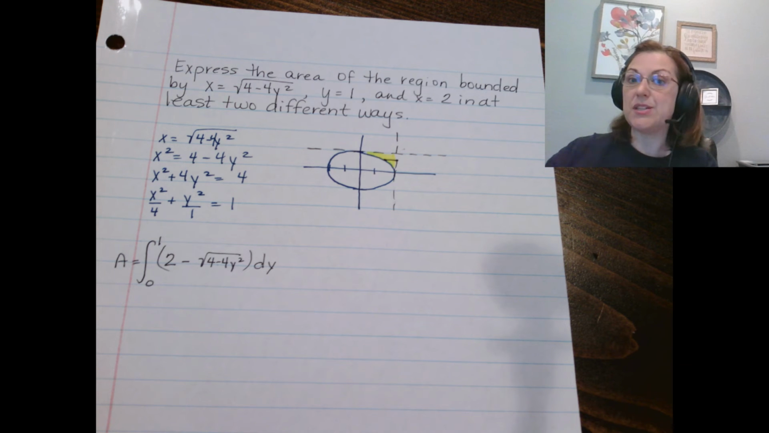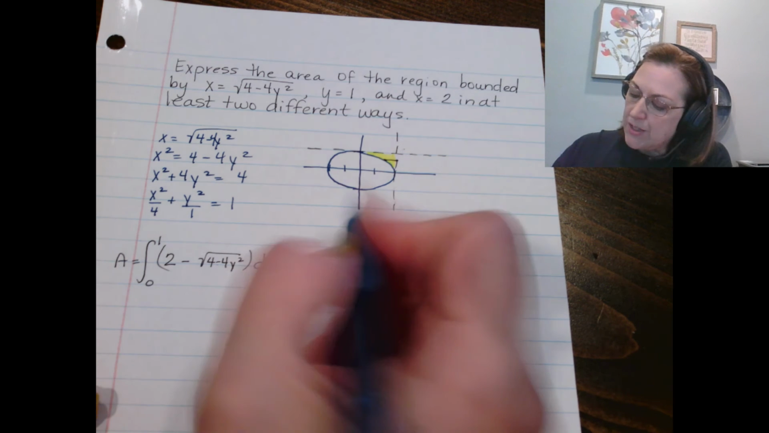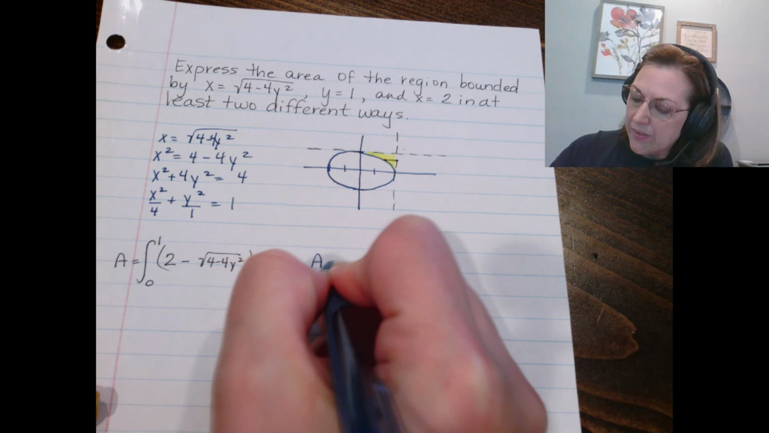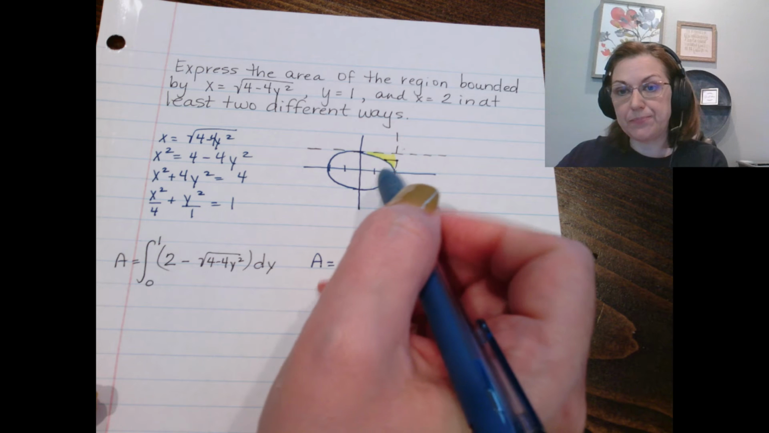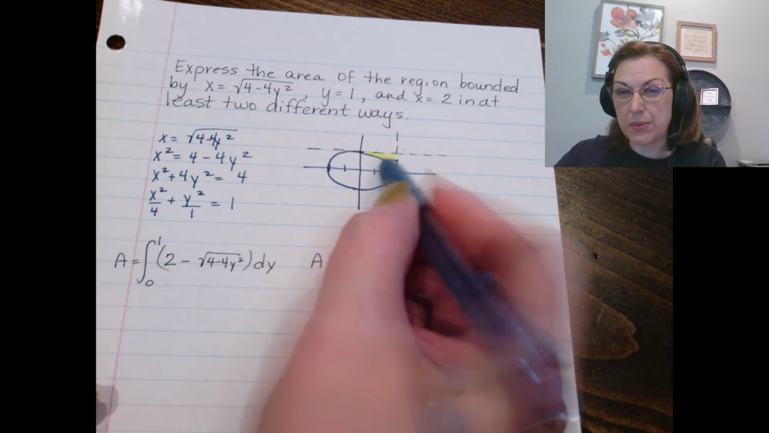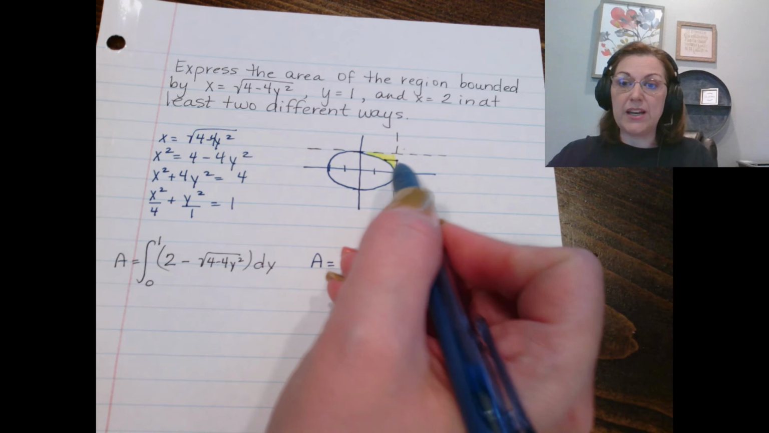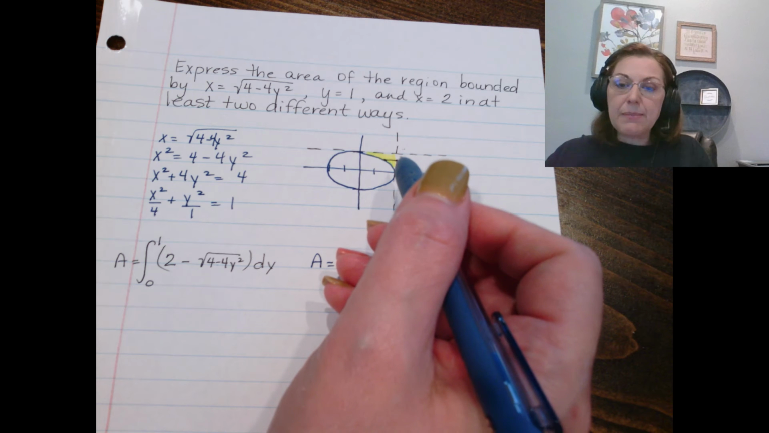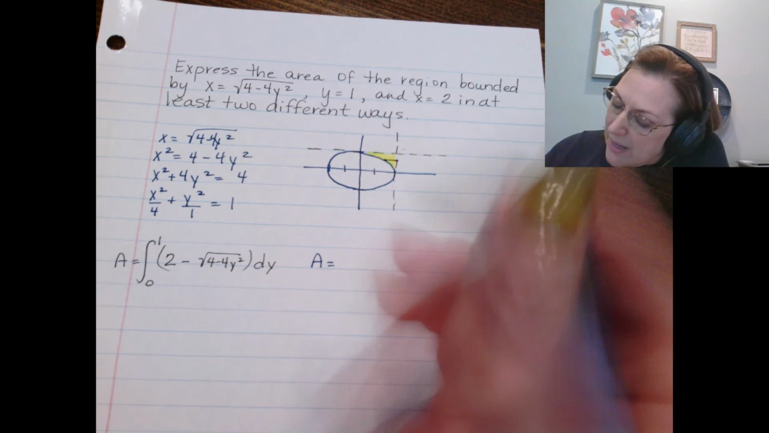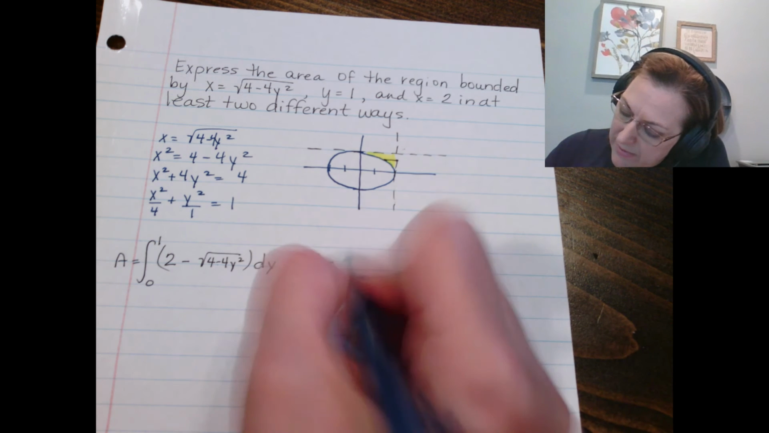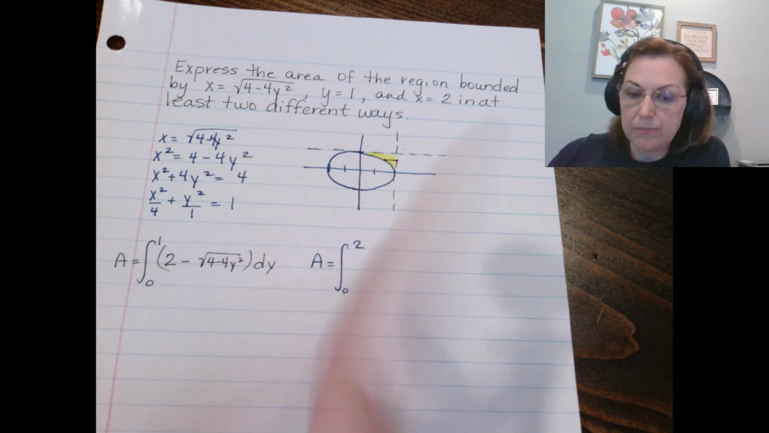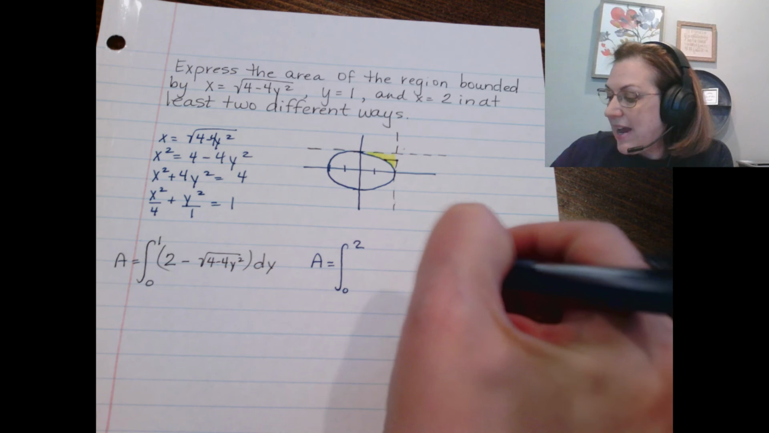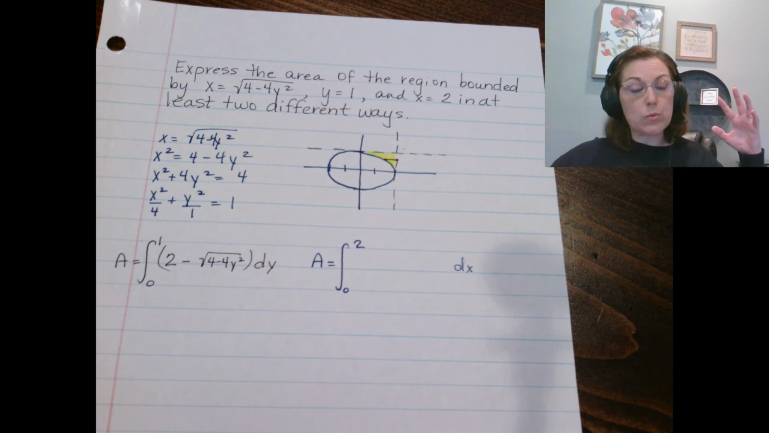Now I wanted to do it with a double integral. Now when I do it with a double integral, the first thing I'm going to do, because I'm going to use the same idea of running them sideways, I'm going to run my x's from 0 to 2. Okay, so I know that is my outside integral. That is not the first one that I'm going to calculate. It's the second one I'm going to calculate.